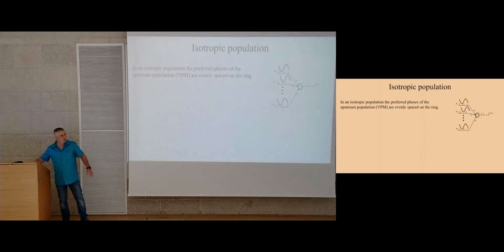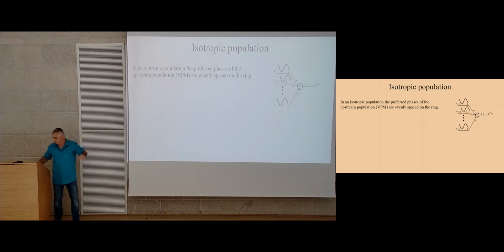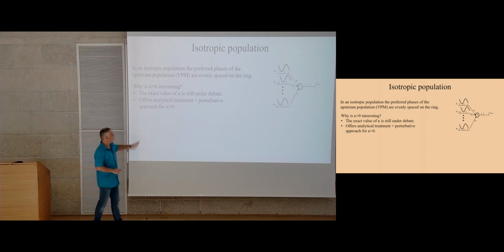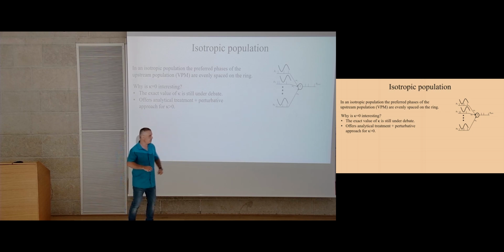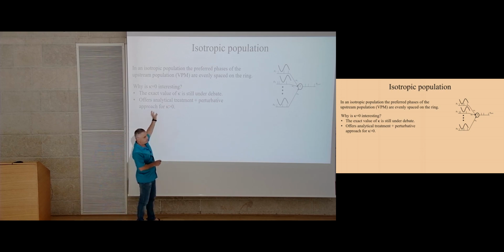So what happens when we allow all synapses to become plastic? As I told you before, we're going to start first with a uniform distribution of preferred phases. And why is this interesting? It's interesting first because we don't really know what the real value of kappa is. Kappa can actually be smaller than one. How small is yet to be determined, I guess. Additionally, for us, it allows analytical treatment, which you can then extend.